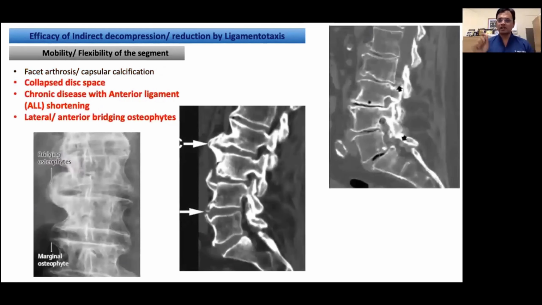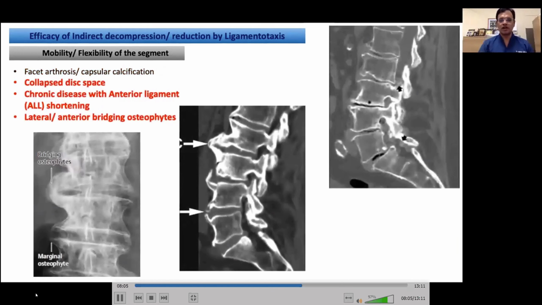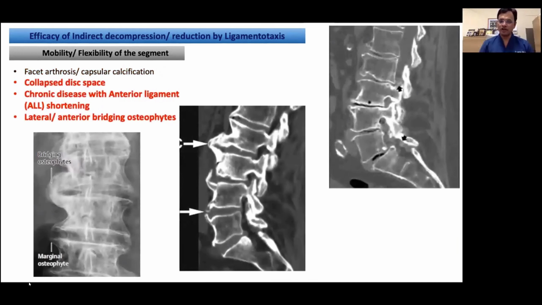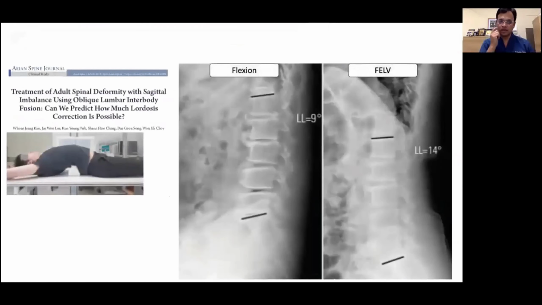Of course, the other factors are the chronicity of the case, whether it's a collapsed disc space, or the presence of an anterior or a lateral bridging osteophyte. These things may obviously prevent any kind of distraction or reduction maneuver, irrespective of the approach. And these also should be considered in due manner as far as planning a pre-OLIF case is concerned.